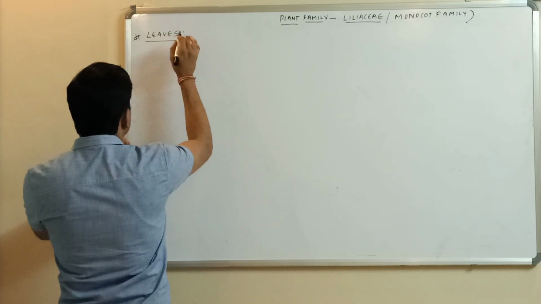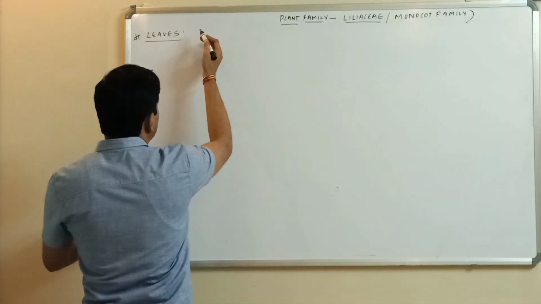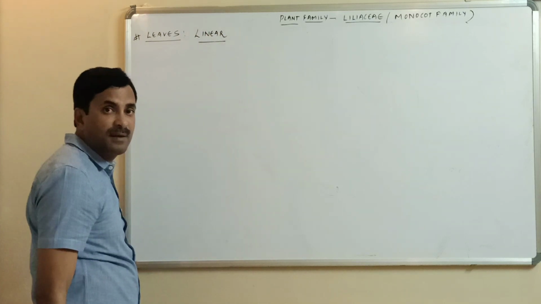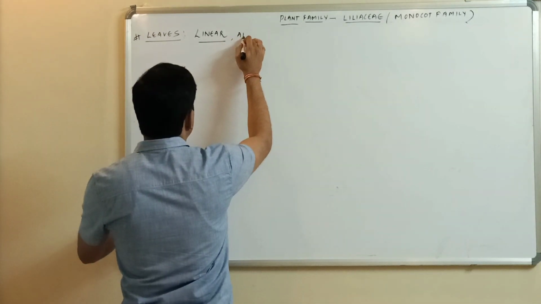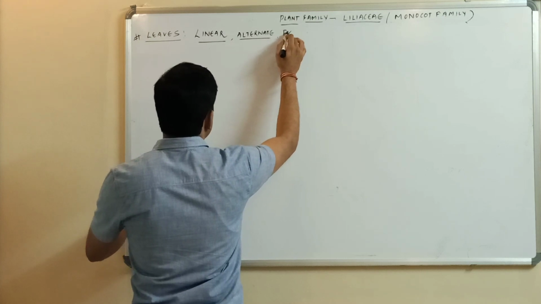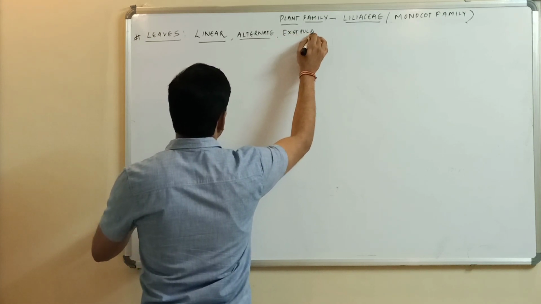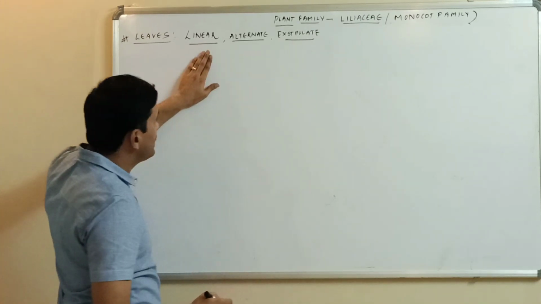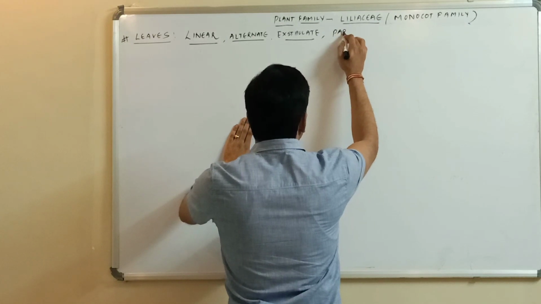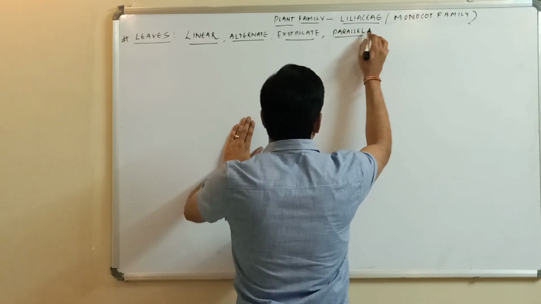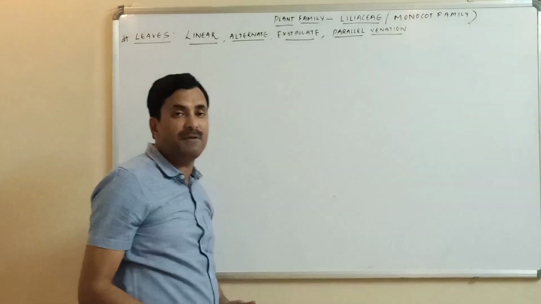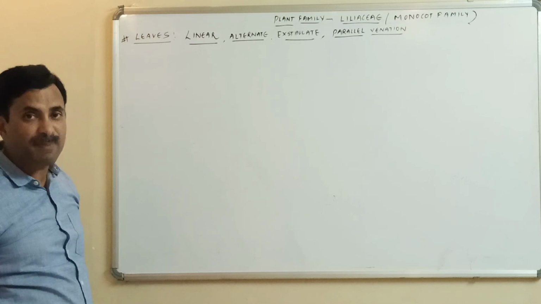Now, leaves are of what type? So, the leaves are linear, alternate, ex-stipulate, and they have parallel venation, because in monocots we know very well that the venation type is parallel venation.